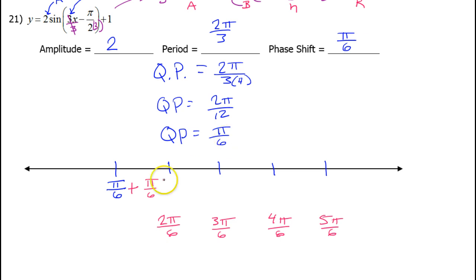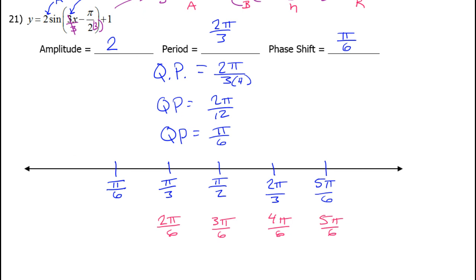And then 5 pi over 6. This is my quarter period, so I'm adding a quarter period again and again and again. So I've left myself space to reduce, because you always want to reduce for your final answer. So 2 pi over 6 will reduce down to pi over 3. This will reduce down to pi over 2. This will reduce down to 2 pi over 3. And this does not reduce, so I'll just put 5 pi over 6.